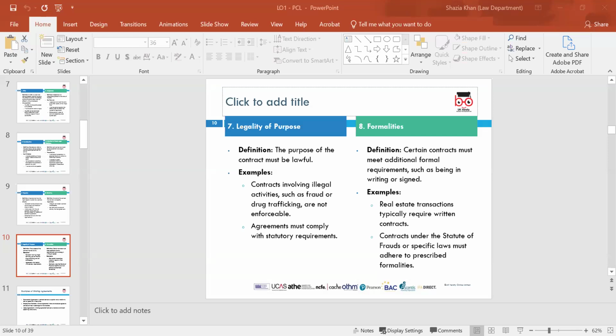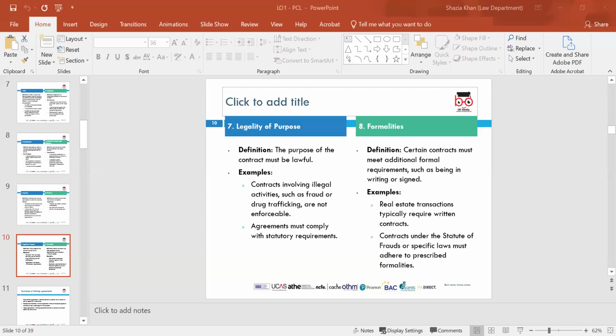So, formalities of a contract. Formalities refer to the essential elements that must be present for an agreement to be considered a legally binding contract, including the offer, the acceptance, consideration, and intention to create legal relations. Essentially, both parties must provide something of value in exchange for the other party's promise and must intend to be legally bound by the agreement.